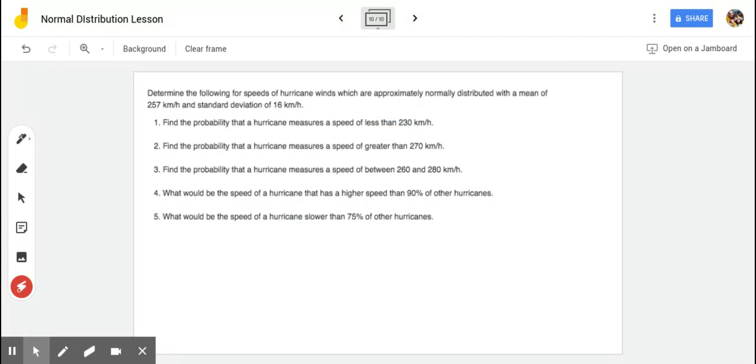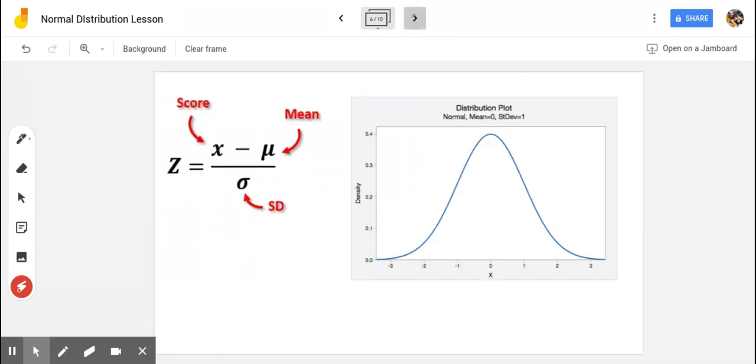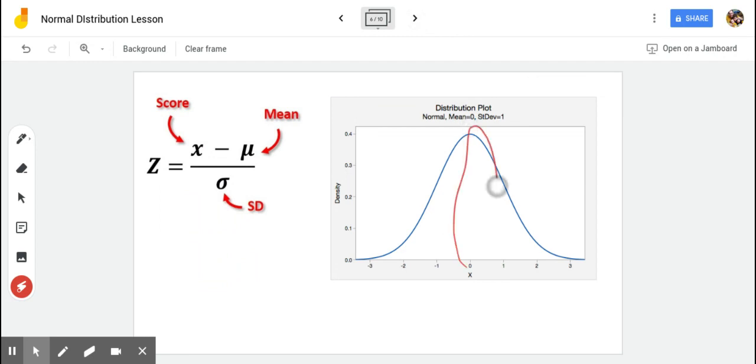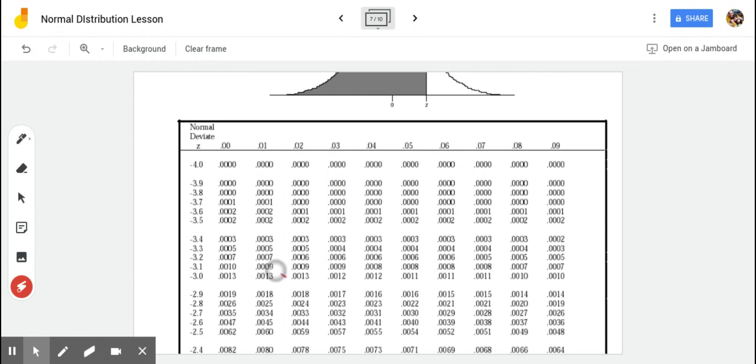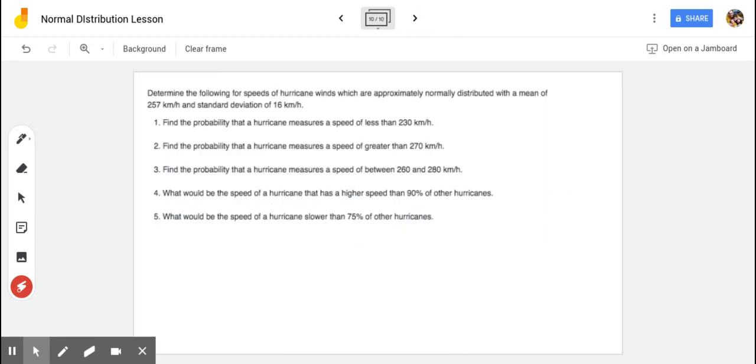Remember that we are going to be looking at this chart again. We've got an average and we've got a standard deviation, and we're going to use z-scores to convert those to something with an average of 0 and a standard deviation of 1, really just so that we can use this chart. This is the negative side of it, and this is the positive side of it. Let's look at the probability that we're less than 230 first.